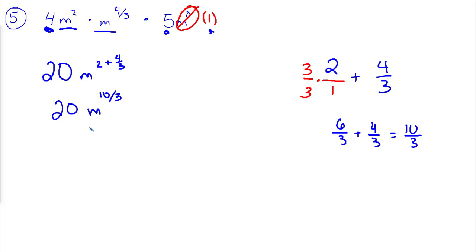If I wanted it in rational exponent form, I'd stop here. If I want it in radical form, that 20 hangs out in the front. The 3 becomes our index, m to the 10th.